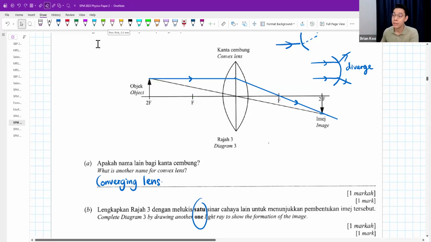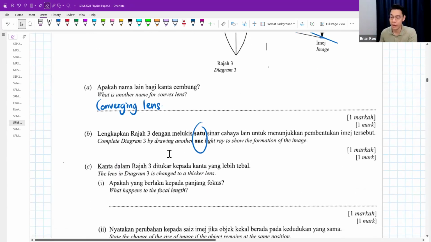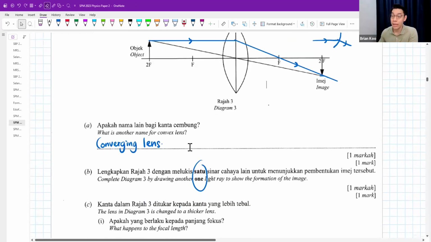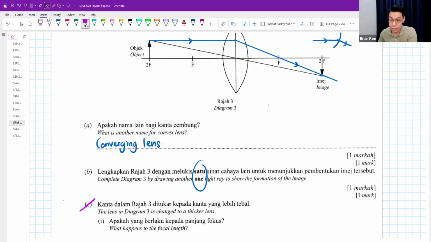Then part C, sorry, the diagram is changed to a thicker lens. What happens to the focal point? Okay, this is quite a tricky question, but a good one. I use a thicker lens. Please know that when the lens is thicker, it will bend more light. Imagine the light enters a very thick lens. You will need to pass through a very thick glass, for example. And so as a result, it will bend the light even more. So if you have very thick like this, imagine light will go in and then it will bend it a lot.